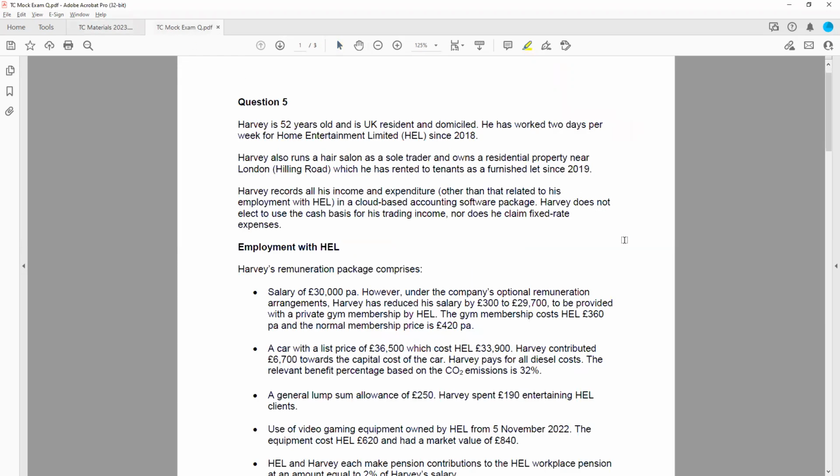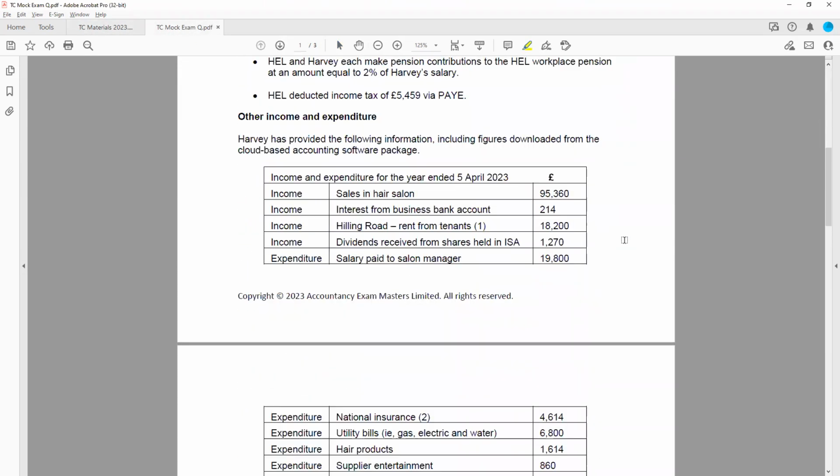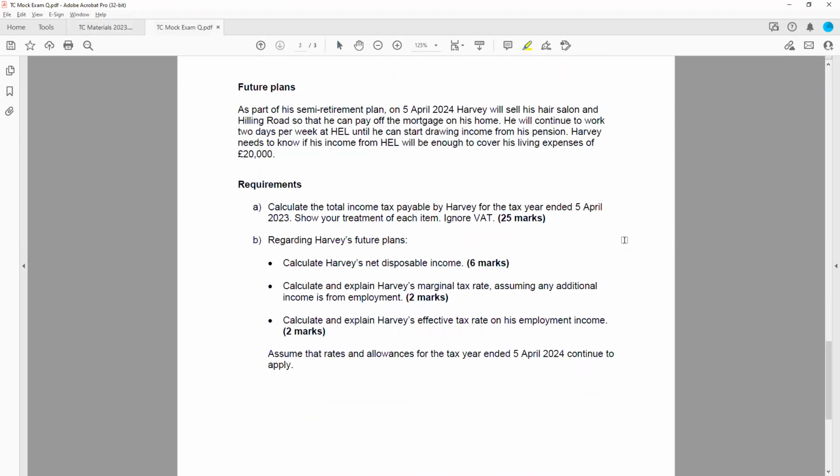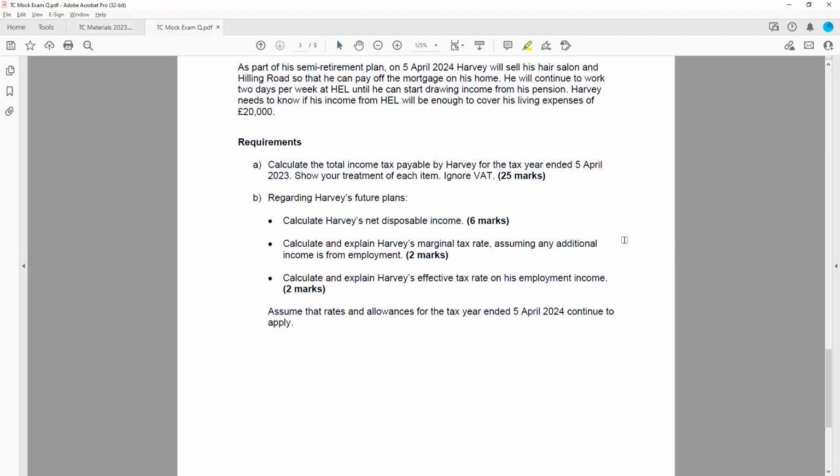So when answering exam questions, I always look at the requirement first of all, so I know exactly what it is I need to do. And we can also look at the mark allocation as well, so we know how much time to spend on each requirement by multiplying the marks by our minutes per mark that we have available in the exam.